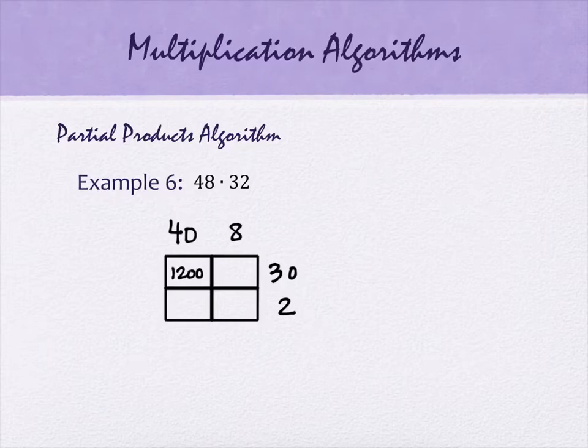So I have 1,200 here. I have that 240 here. 40 times 2 is my 80 on the bottom left. And 8 times 2 is my 16. Okay, is that good? And then again, we're adding all those together. So you add the sum up on the inside. So we add these all together. And my sum inside is the same 1536 as before.